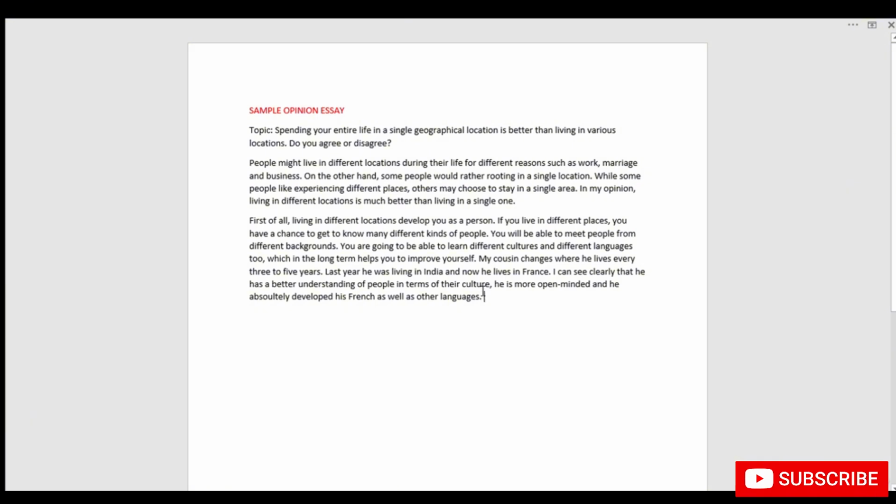So as you can see, what I did here is that I talked about the effects of what I am supporting. I'm supporting that spending your life in different places will help you in terms of understanding people. And I gave an example on my cousin, and I say he has a better understanding of people. So I am talking about the effects. And I'm going to close it by saying, generally, he has expanded his horizon.